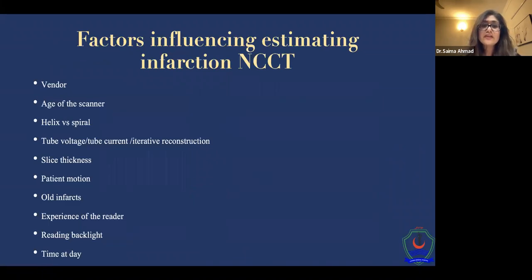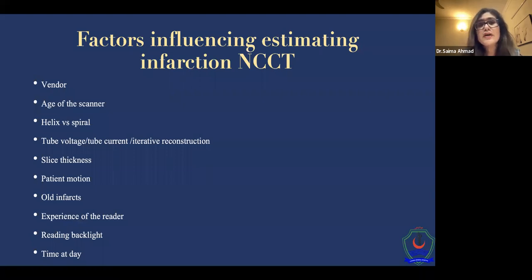So what are the other factors by which you can enhance your ability to look for the early signs of infarction on non-contrast CT? It depends upon the vendor and the age of the scanner. The older your scanner is, the noisier the picture will be. It depends upon many settings like voltage, tube current, and iterative reconstruction, which is post-processing. Then, for slice thickness, always use 3 to 5 mm slices because they are less noisy. If you use 1 mm thick slices, they are noisier. Then patient motion is also very important.